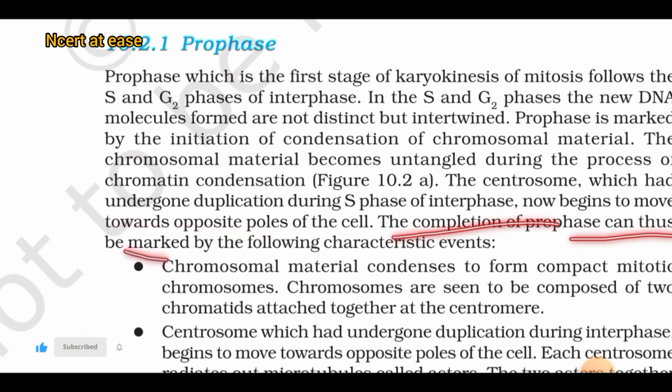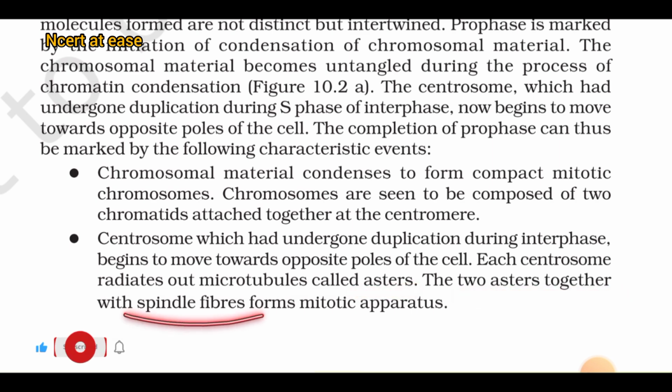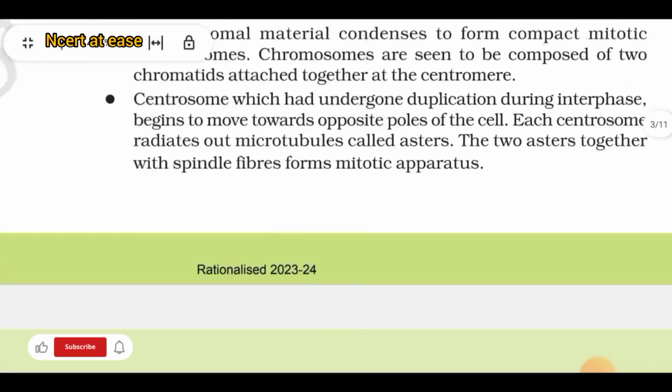Completion of prophase can thus be marked by the following characteristic events. Chromosomal material condenses to form compact mitotic chromosomes. Chromosomes are seen to be composed of two chromatids attached together at the centromere. The centrosome, which had undergone duplication during interphase, begins to move towards opposite poles of the cell. Each centrosome radiates out microtubules called asters. The two asters, together with spindle fibers, form the mitotic apparatus.